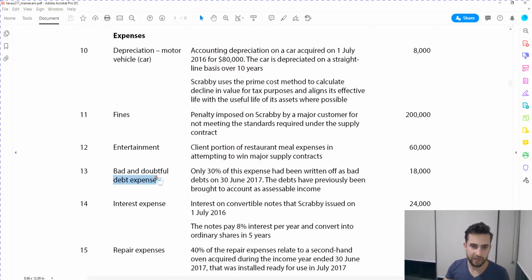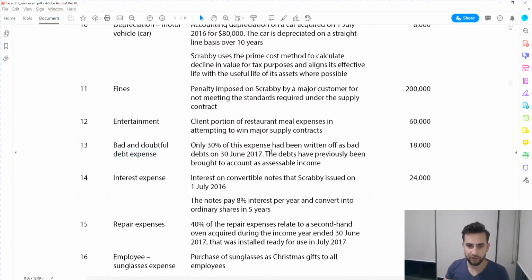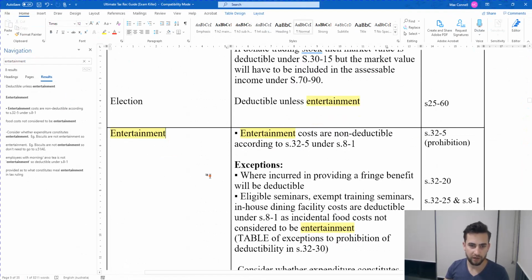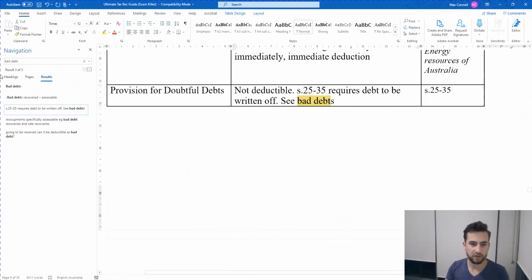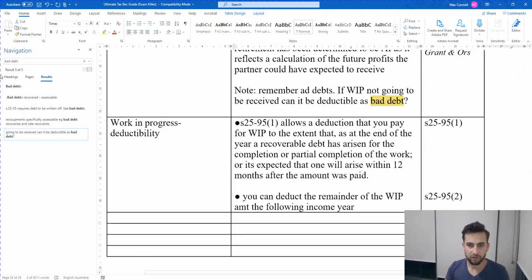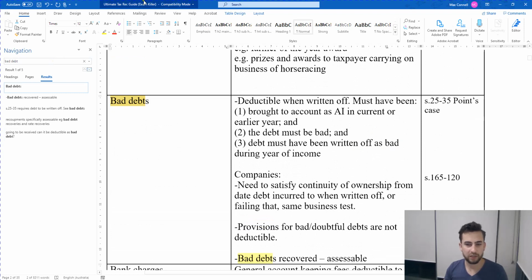Okay, next one is bad and doubtful debt expense. Okay, so let's Google this. So only 30% has been written off as bad debts, and the debts have previously been brought to account as assessable income. 18,000 is the current deduction. So let's have a look at bad debts. Here we go. Deductible when written off, and it must have been brought to account, and it must have been written off as bad debt during the year of income, and the debt must have been bad. Section 25-35.